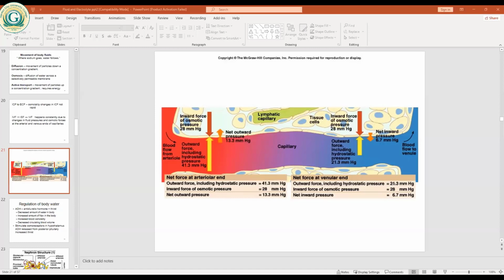So unlike the pressure that pushed fluid into the cells, here the fluid has to move out of the cell because the inward pressure is higher than the pressure at the venous end. If you subtract, you have 6.7 pushing fluid from the cells into the venous blood, and therefore the waste and other fluids move out at the venous end. That is how waste and excess fluid join the venous blood and move back to the heart for exchange of gases. So that is how fluid moves in and out of the cell using fluid hydrostatic pressure and the oncotic pressure of the blood.